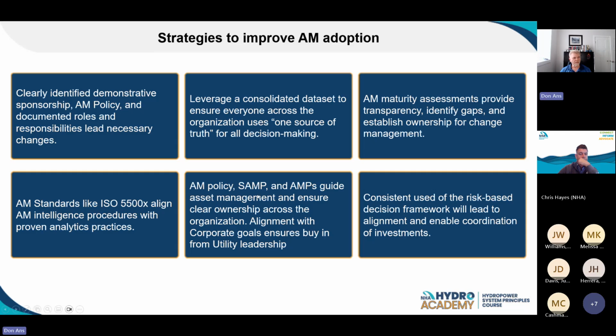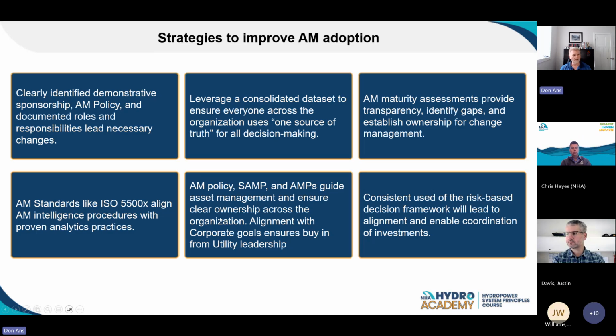Having the policy, the SAMP and AMPs to guide asset management and ensure clear ownership, and looking at that alignment with the corporate goals. If you've got your corporate business plan and you show the alignment of the associated documents, it always helps people understand where all these tasks came from.